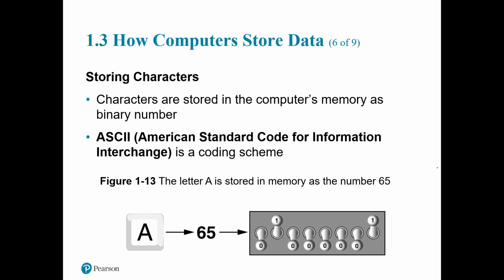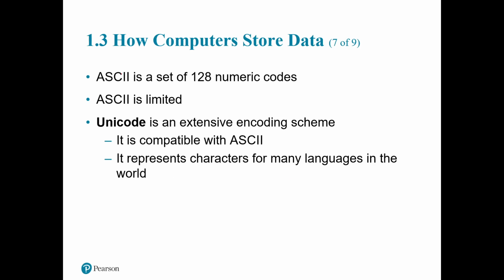So whenever we want to store characters, we store them using certain code. Okay, so we have ASCII, which stands for American Standard Code for Information Interchange, and ASCII has a number that represents each character, capital letters and lowercase letters. So ASCII is a set of 128 numeric codes, but ASCII is limited. That's its problem, that it's only for English language.